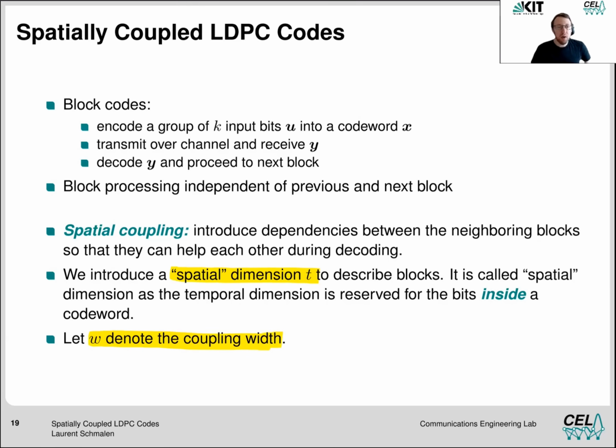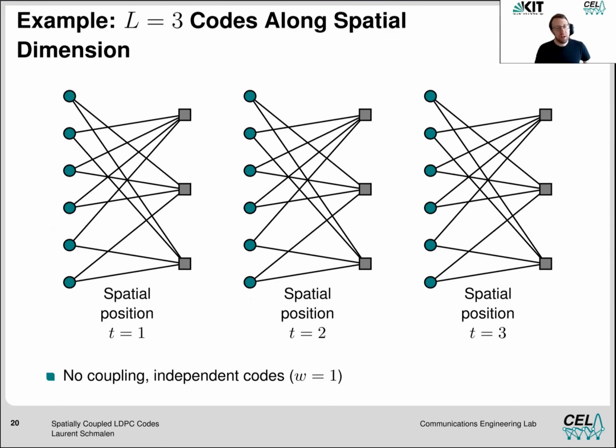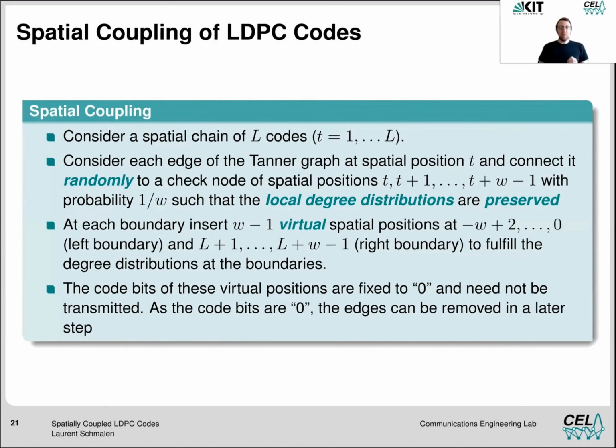Okay, so let's take a look at how this could work. What we do is we first take our code and we use the graphical representation of our code. And we put 3 copies of the code along the spatial dimension. So we have a copy at spatial position t equals 1, a copy at spatial position t equals 2, and a copy at spatial position t equals 3. So far, there is no coupling yet. Okay, so now the coupling works in the following way.